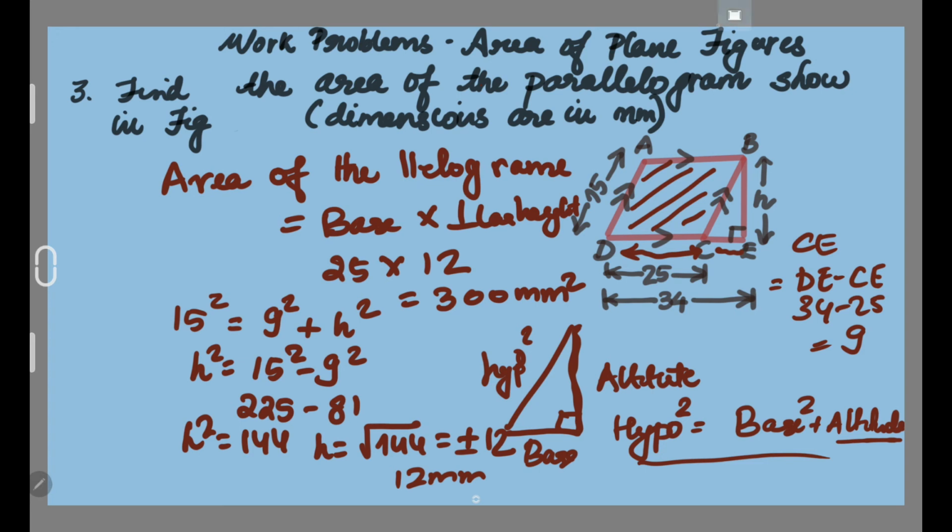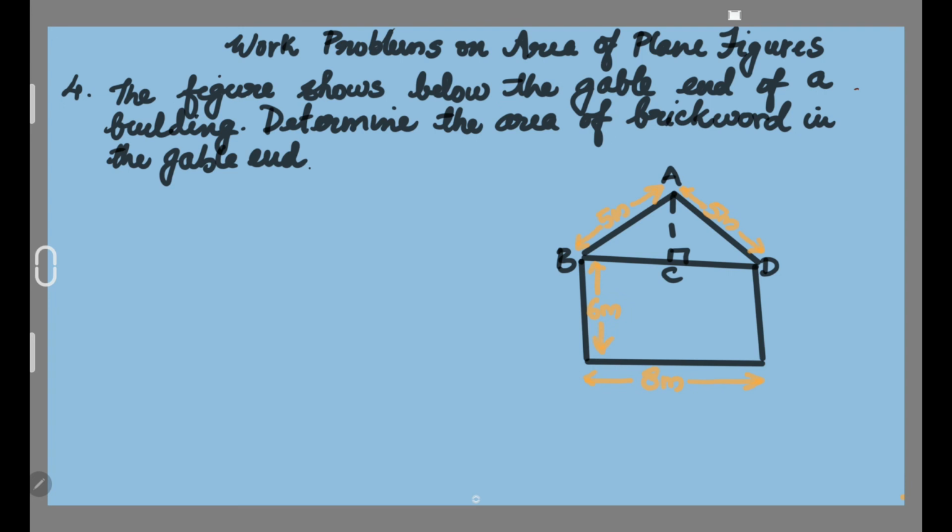Now let's directly go to the fourth problem of this section. The figure shows the gable end of a building. Determine the area of brickwork. So we have to find the area of brickwork in this gable end. You can see that in this figure a triangle and a rectangle is formed. If you add the areas of this rectangle and the triangle, you will get the area of the brickwork needed.